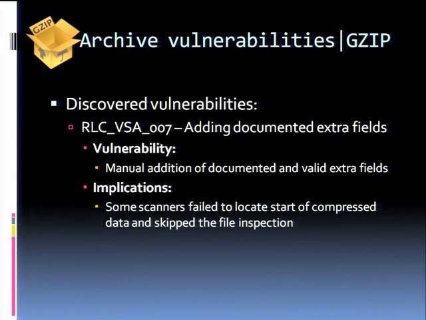Now, for the GZIP file format, we just added the documented extra field. It's in the documentation, and it's really not commonly used. And that's why some software vendors had the problem of finding the start of the compressed data, which was shifted by a few bytes. And that's why the decompression didn't work.